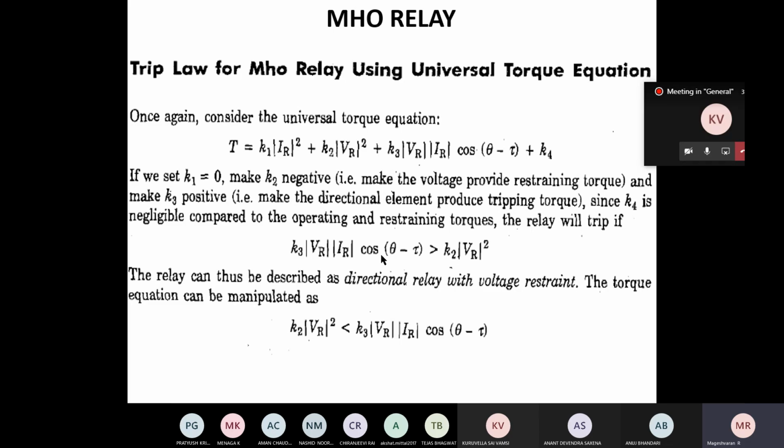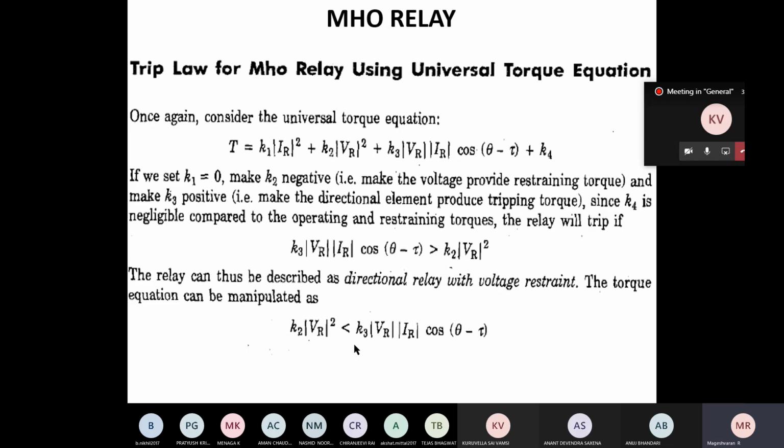It is nothing but the condition for when it will trip. Out of these components, the one you consider as operating torque should be greater than the one you consider as restraining torque. So here I considered K3 VR IR cos(theta minus tau) as the operating torque. It should be greater than the restraining torque, which is K2 VR squared.